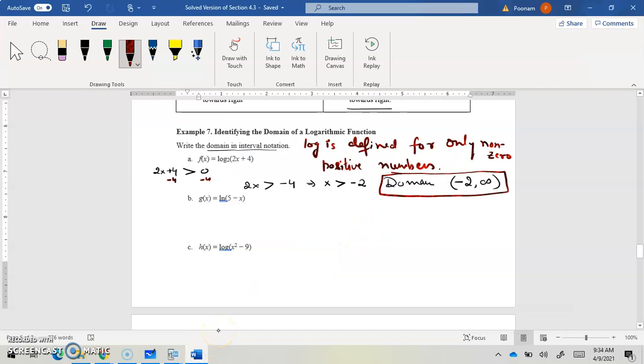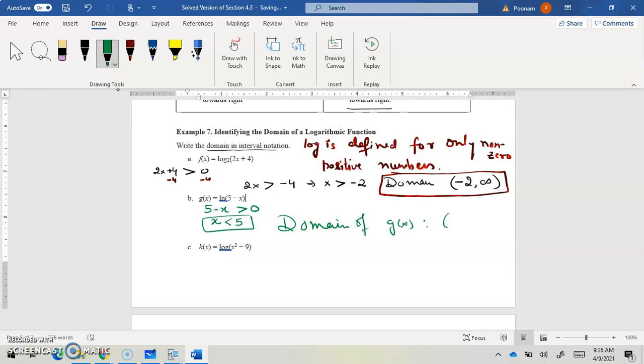Let's try part B. g of x is natural log of 5 minus x. It doesn't matter whether it's common log, natural log, or log base any other number. Log is not defined for negative numbers. That means 5 minus x has to be positive. 5 minus x will be positive if x is less than 5. That means the domain of g of x will be equal to negative infinity to 5.